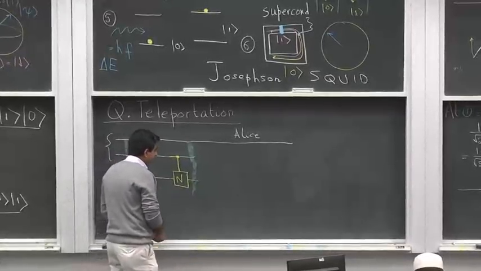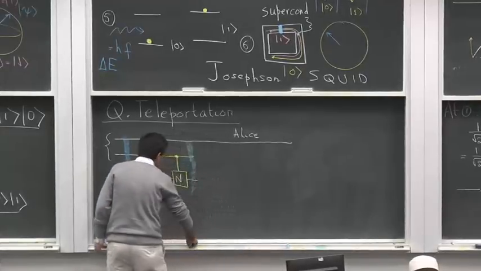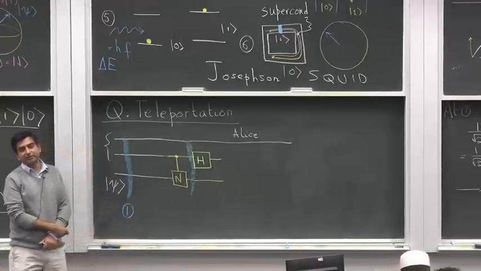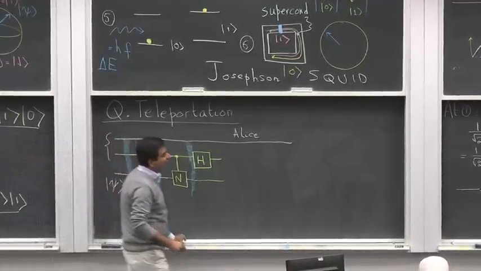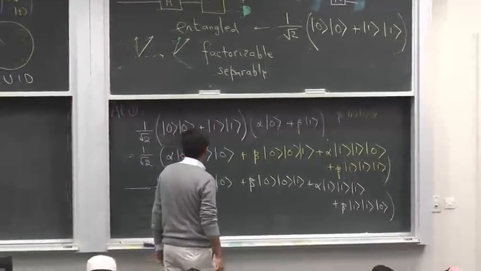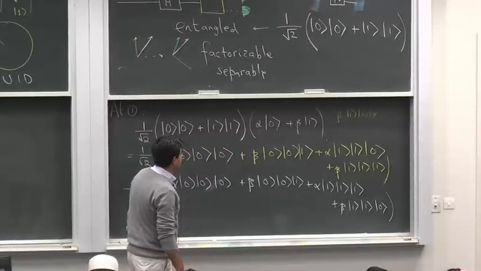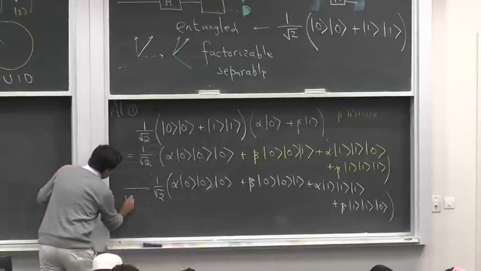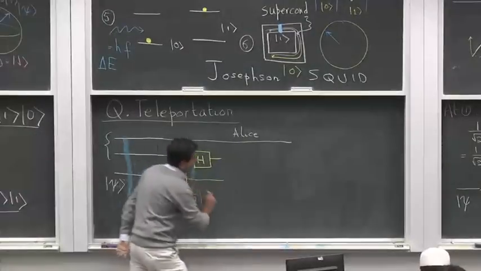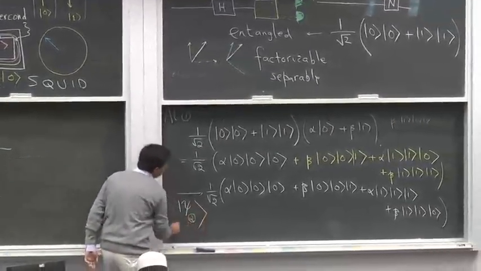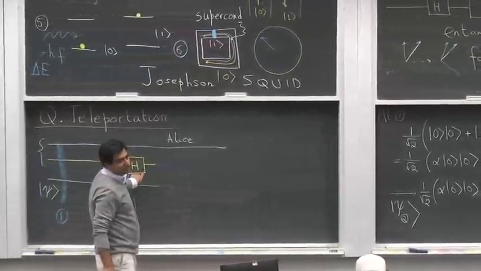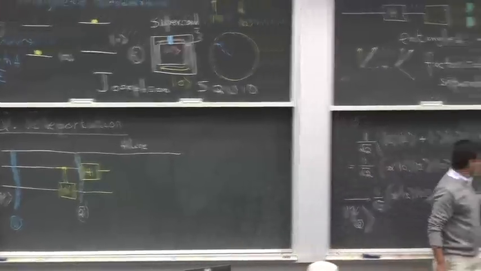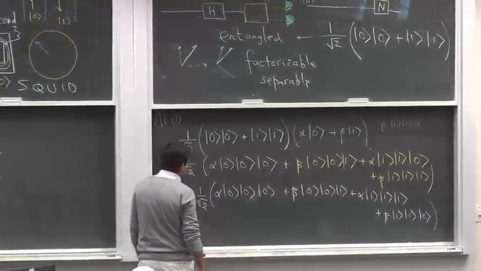Now I would like to perform a Hadamard gate here. Alright, now I need to manipulate this a little bit. So this is at location 2. I want to perform a Hadamard gate on the second qubit. So I'll just take this second qubit and perform a Hadamard gate on the second qubit.